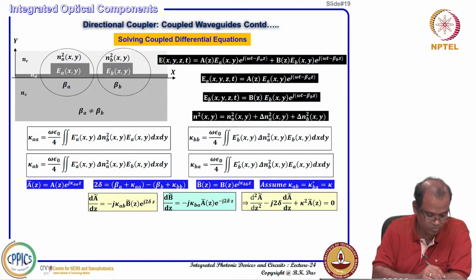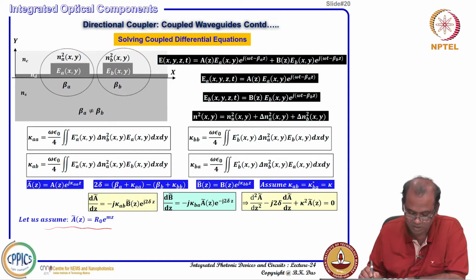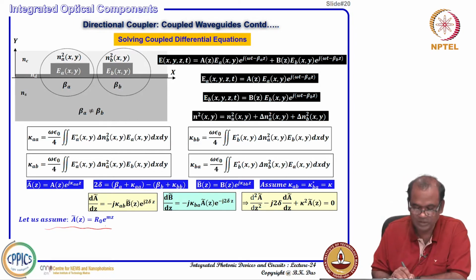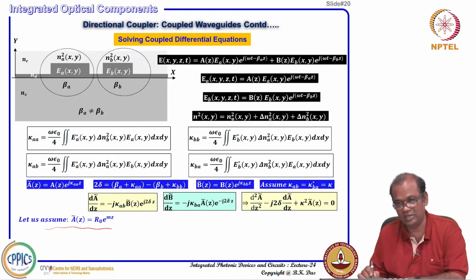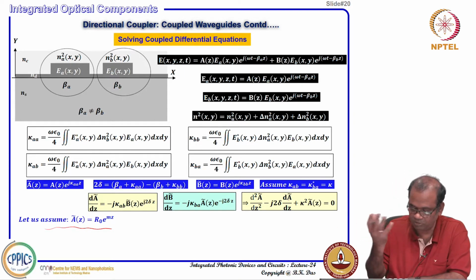Okay, let us move on. Let us assume the solution of the second order differential equation. To solve this, the normal method is that you just assume a solution, exponential solutions, and then substitute and get some constant, and that constant value is solved from the initial boundary condition. That is the standard way of how you solve a second order differential equation.